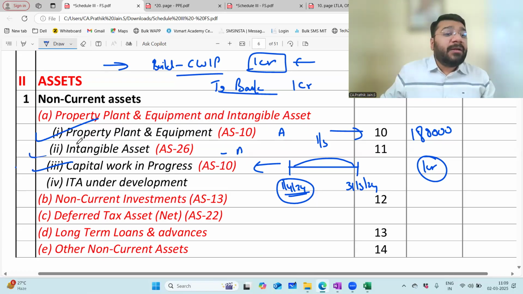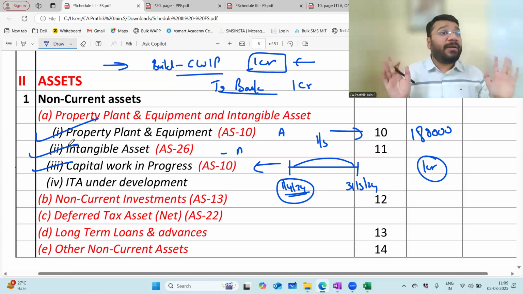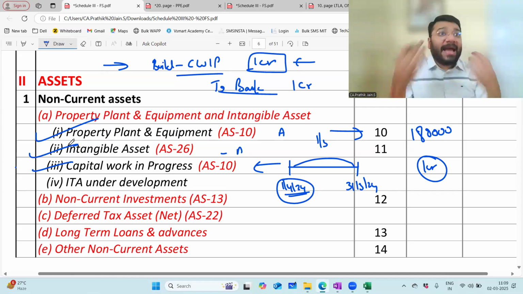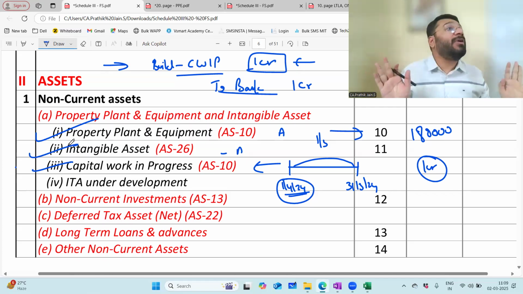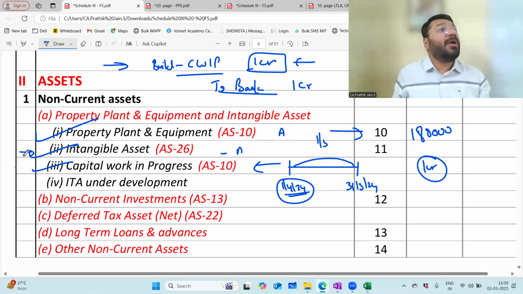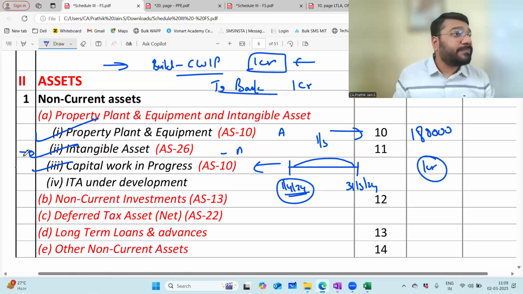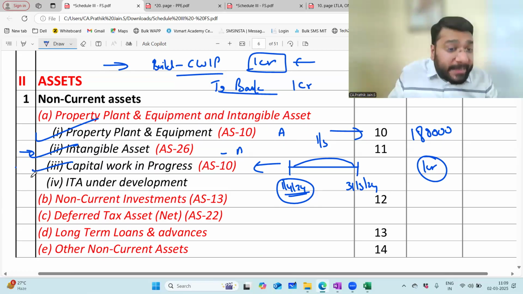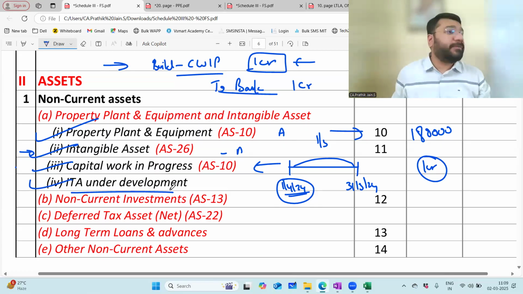Similarly, I have created the entire software. Let's say I'm Zoho. I've created the entire software and I'm selling that software to different people. So where will I classify that software? Under intangible assets. Also, Zoho is coming out with a different software, but I'm still working on that. The product is not completely developed. So that will be my intangible asset under development.